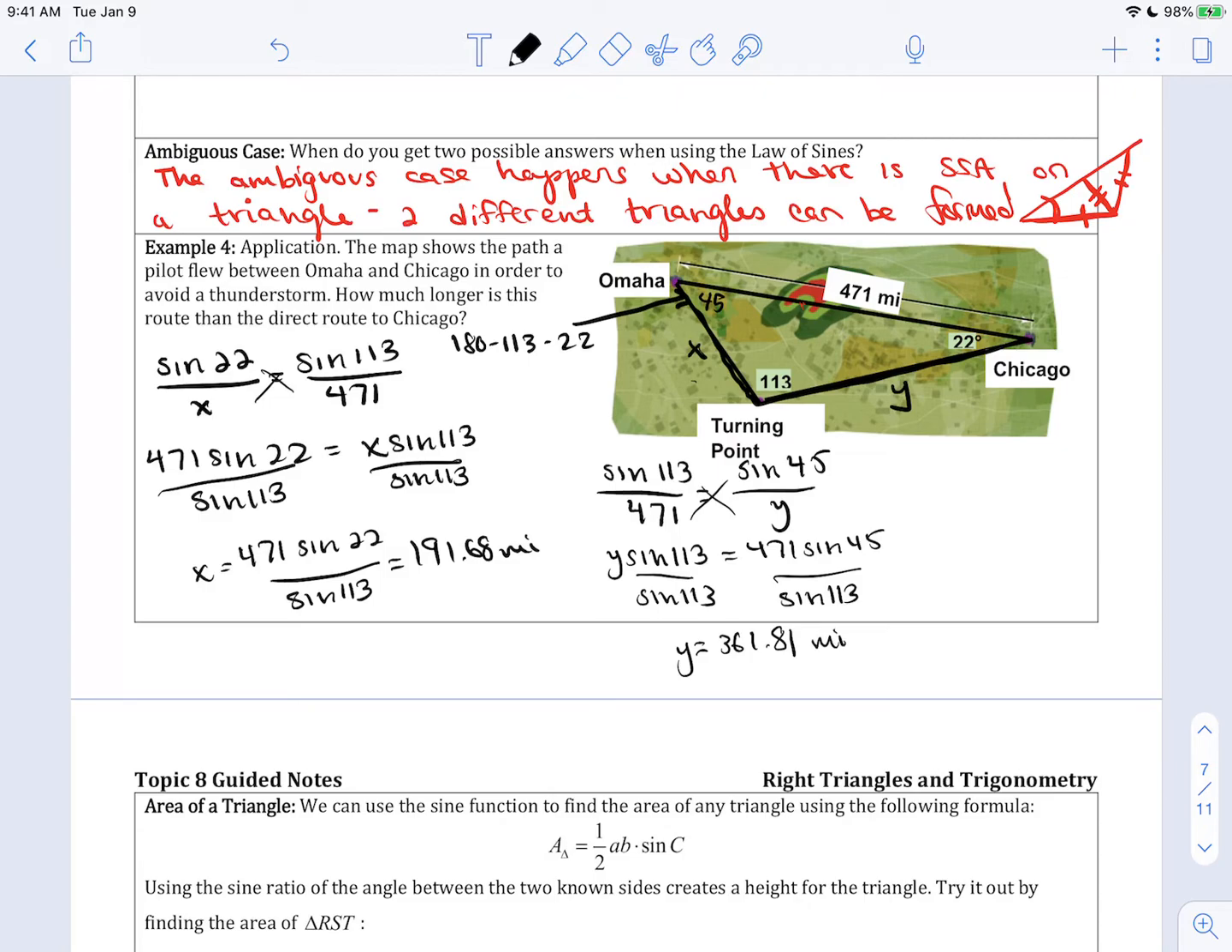We want to know how much longer this route is. So I'm going to add these up. I'm going to do 361.81 plus 191.68. And I'm going to take away that 471, the amount it takes if you go directly there. Do that, I get 82.44 miles longer. Great.